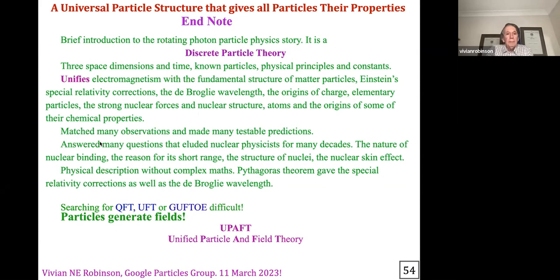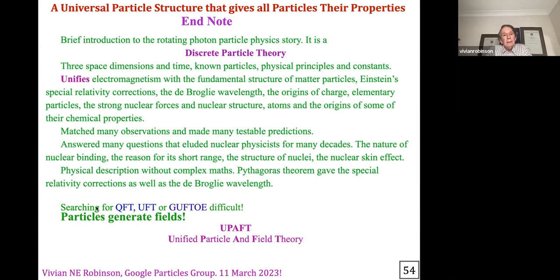It's matched many observations and made many testable predictions. It's answered many questions that eluded nuclear physics for decades. What is nuclear binding? The reason for its short range, the structure of nuclei, the nuclear skin effect, and more. It's been a physical description, done without complex maths. Pythagoras' theorem, as I said, gives special relativity corrections as well as the de Broglie wavelength. Much of the rest of the maths is available elsewhere. I'll get onto that in a minute.